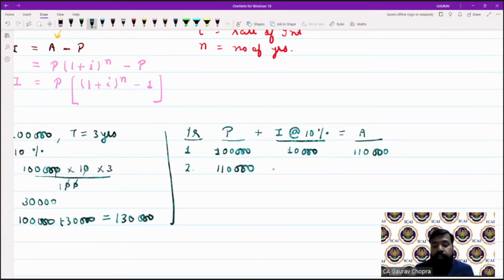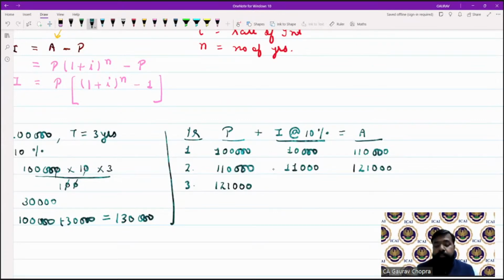So how much will be the interest? It will be 11,000, since 1 lakh 10,000 multiplied by 10% is 11,000. Now what will be the amount? After adding, we get 1 lakh 21,000. So this is the amount at the end of the second year, and the same will become the principal for the third year. So 1 lakh 21,000 is the principal now.